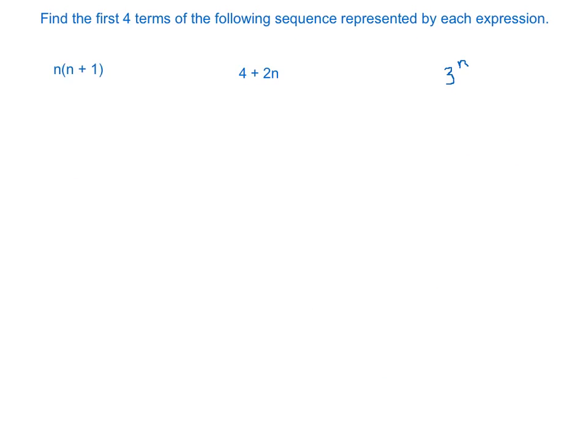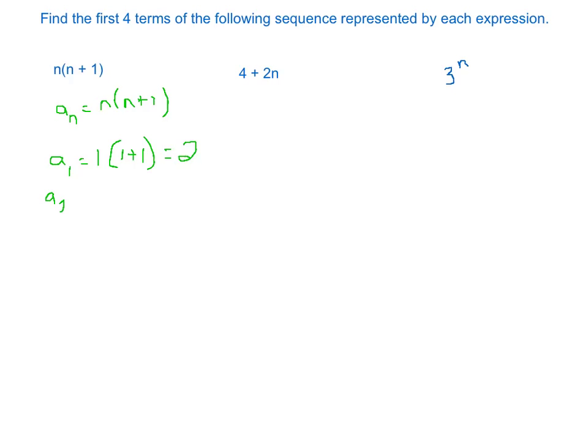Alright, so here we have three sequences. We want to write the first 4 terms for them. Typically when you see a sequence, the notation for it is a sub n equals that, and then you write in the sequence here. So now, if you want to find the first term, wherever you see an n, you put in a 1. So a of 1 is like saying the first term. Wherever you see the n, you put in that number. So here we have, in parentheses, 1 plus 1, which is 2. Multiply that by 1, you get 2. So the first term in that sequence is 2.